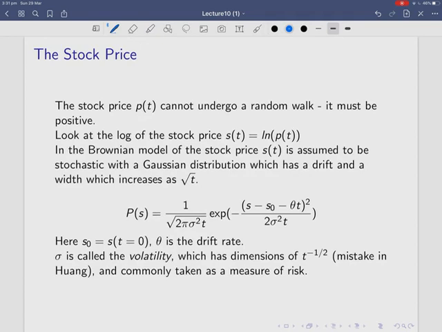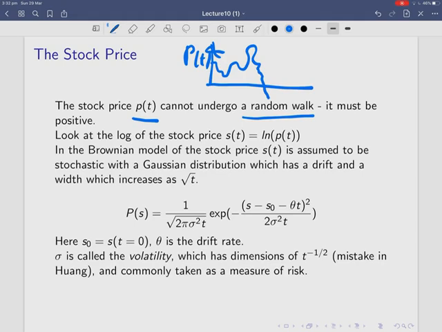Let's look at the stock price. The stock price on the stock market is called P of T. It can't possibly undergo a random walk because it has to be positive. Here's the axis, and the stock price P of T. It can do this, but it's not allowed to do that. It can't go negative. That's not possible.